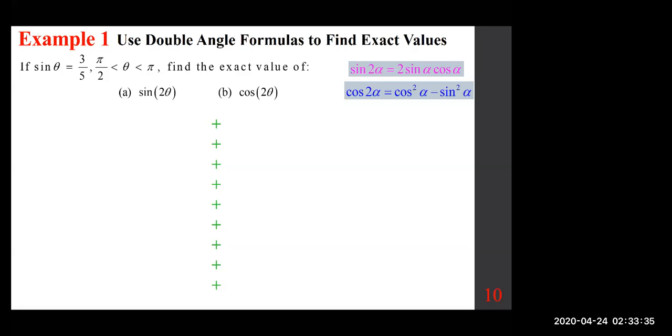Okay, so in order to come up with that, look at sine 2 theta. Sine 2 theta means the answer is 2 sine theta cosine theta. We have sine, we need to find cosine. So we use the Pythagorean identity. So we have sine, we get to cosine.